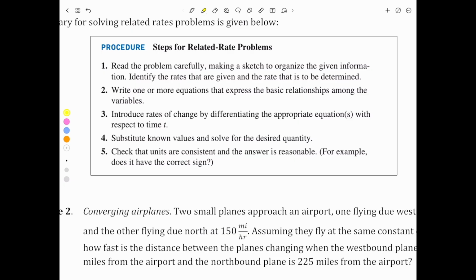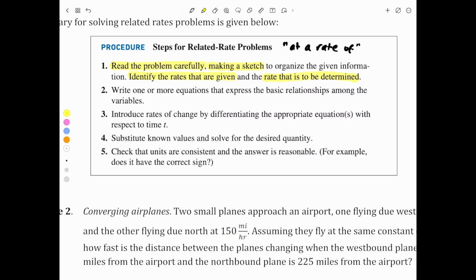Of course, with any problem, you should read the problem carefully. You should make a sketch and try to identify what is given and what we need to determine. That'll be very important, especially when we try to identify what the rates are. You're going to look for phrases like "at a rate of." It's going to tell you how fast something is moving, or it's moving with respect to time, and it's going to identify it as the way something changes over time, or dx dt, that kind of thing.